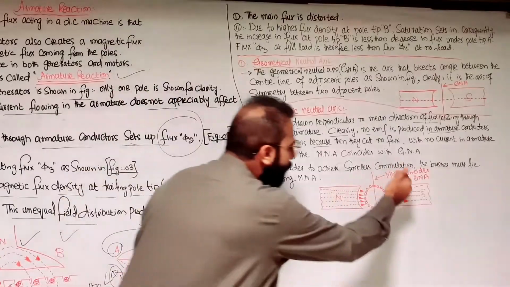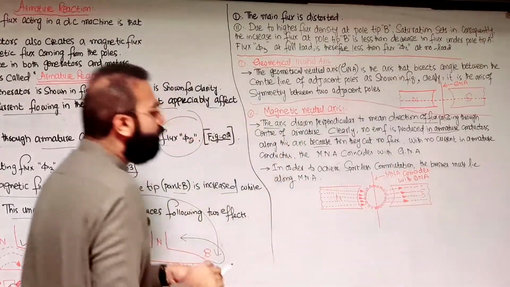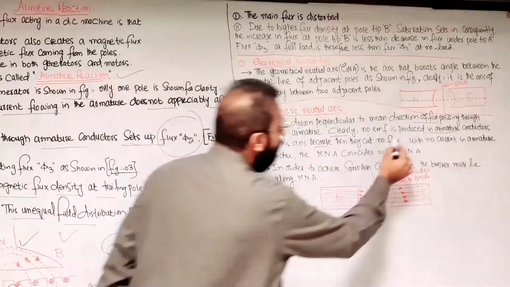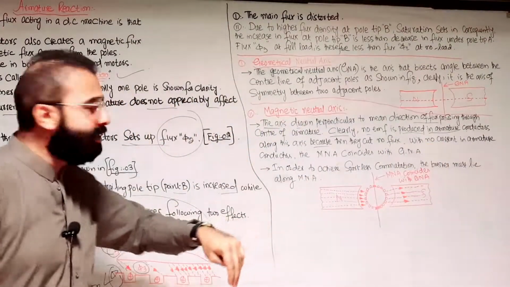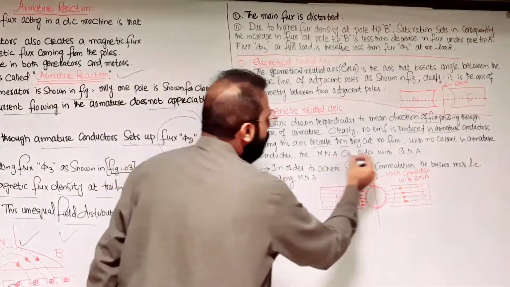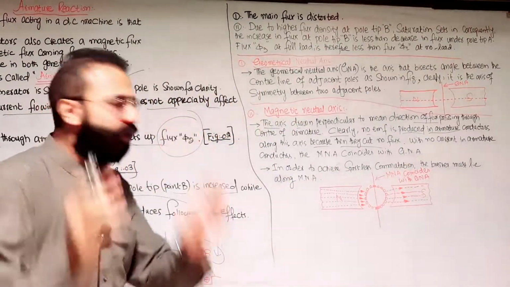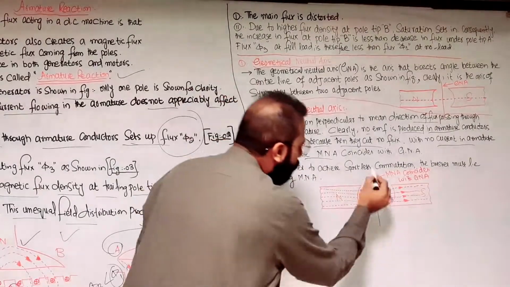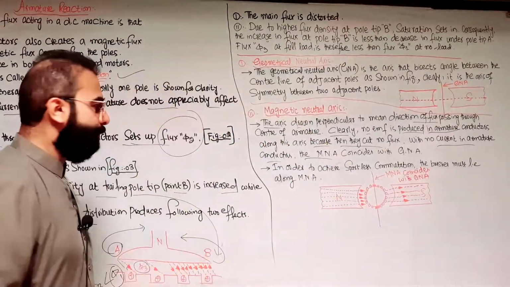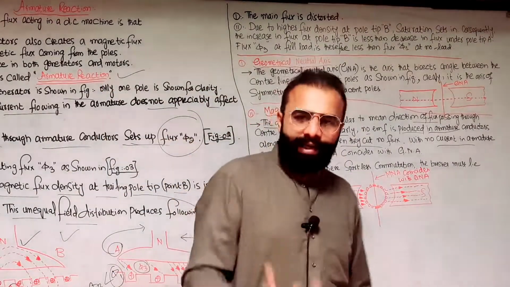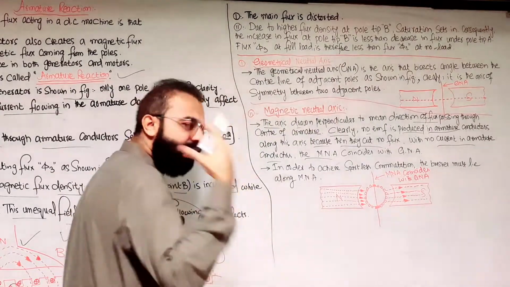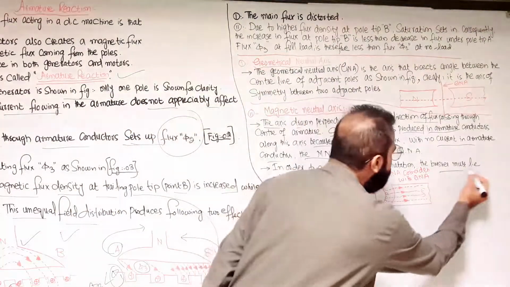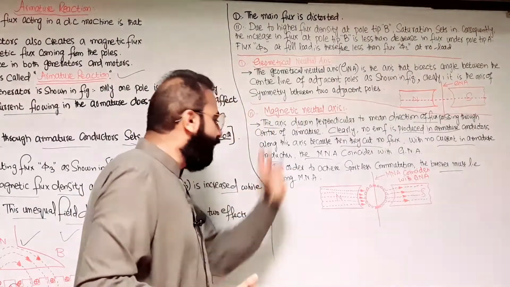When the MNA coincides with the GNA, no EMF is produced in the armature conductors, and they cut no magnetic flux. So with no current in the armature conductors, the MNA coincides with the GNA. In order to achieve sparkless commutation in a DC machine, the brushes must lie along the MNA.